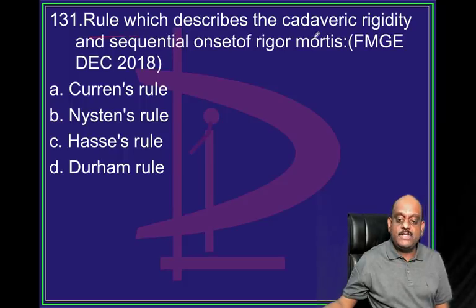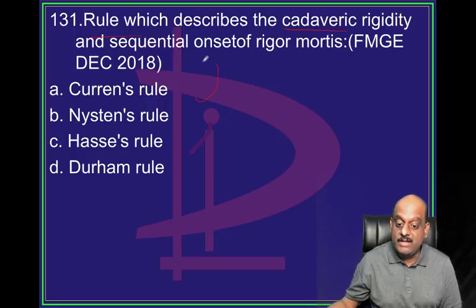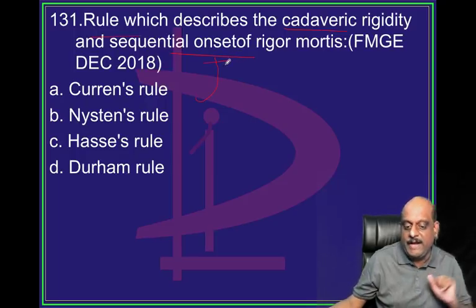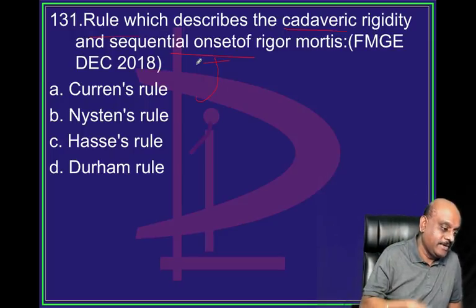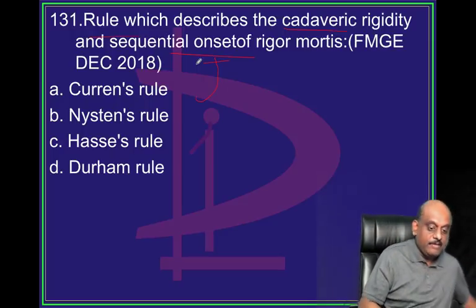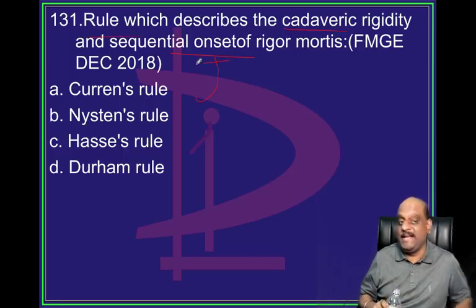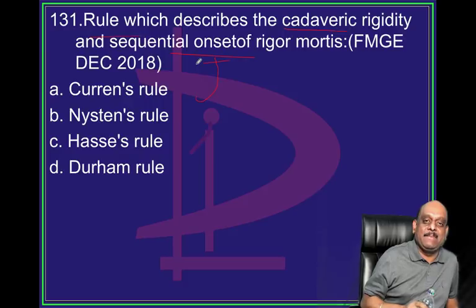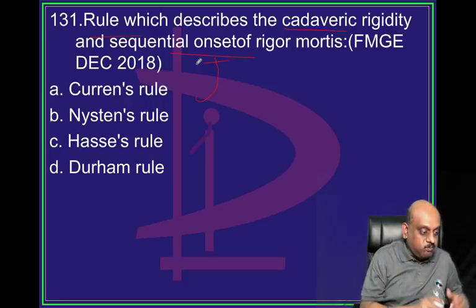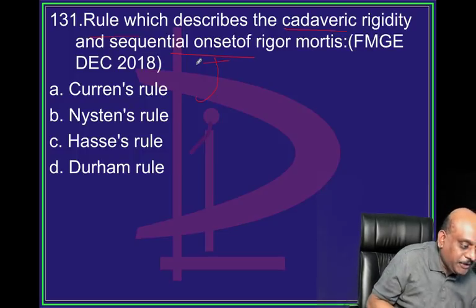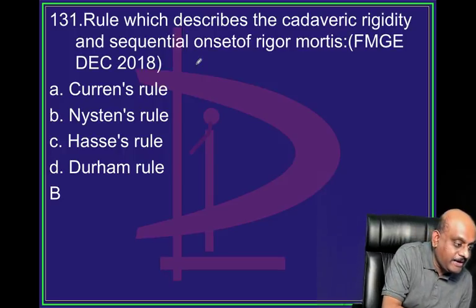The rule which describes the cadaveric rigidity. What is the sequential onset of rigor mortis? Come on. Who will give me the correct answer? By elimination. Quickly say, doctors. 213 online, we are very happy. This is a historical remembrance. So, very good. Everyone is saying Nysten's rule.